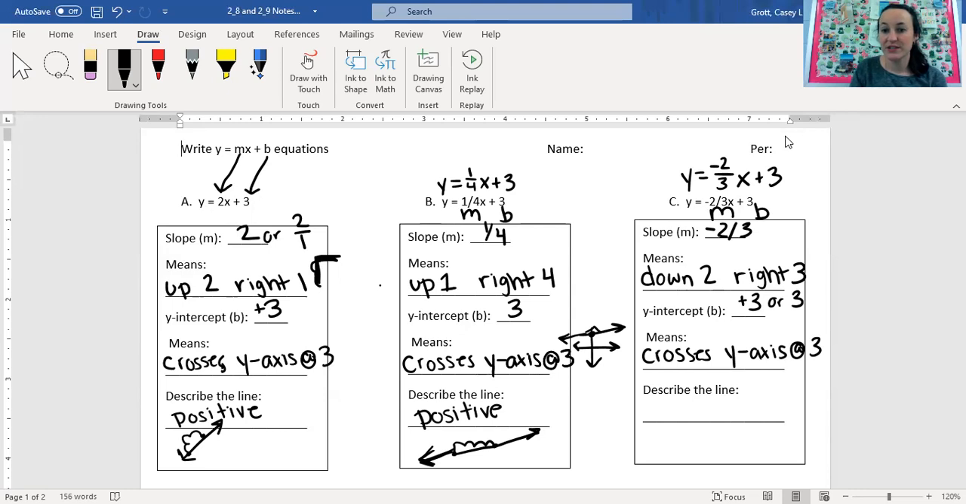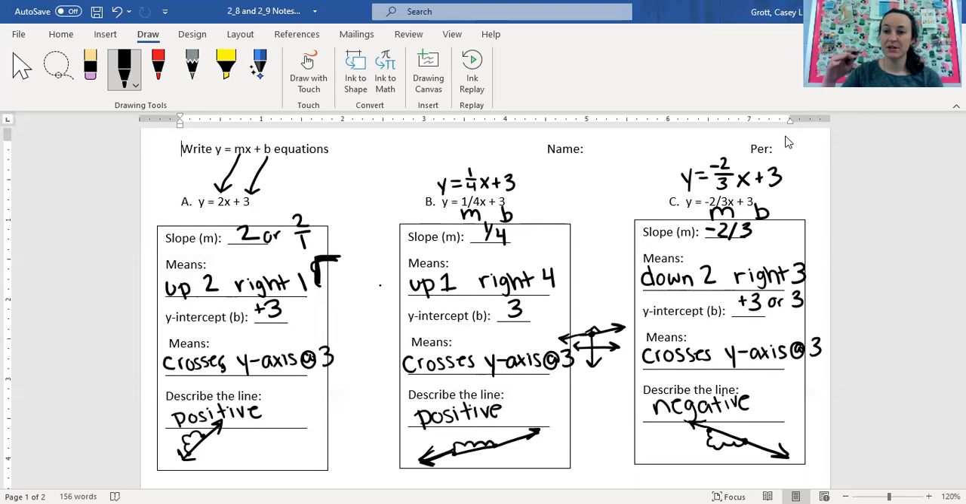Describe the line. So if we did a quick sketch, here's my first point. We said I went down 2 and 3 to the right: 1, 2, 3. This is what my line looks like. We know the line has to go down from left to right because it has that negative sign. Notice this one is not as steep as our slope of 2 over here. Okay, just something to keep in mind.